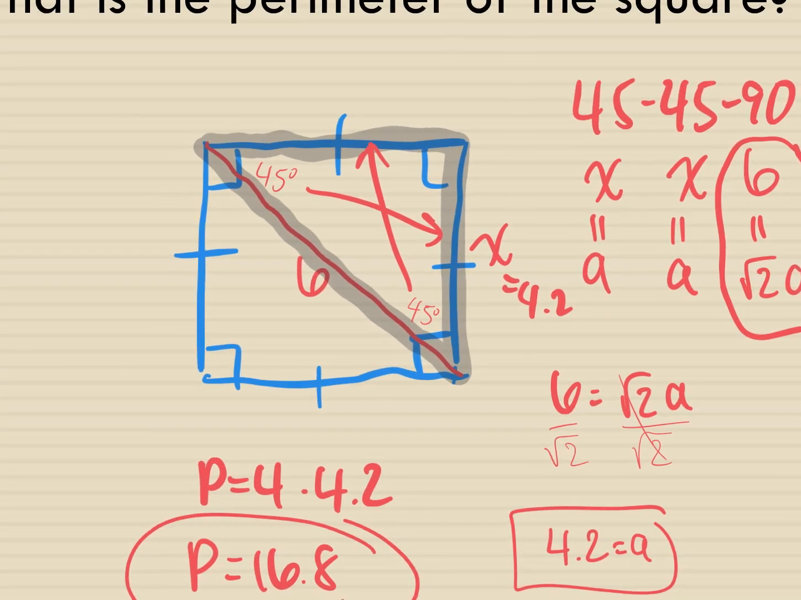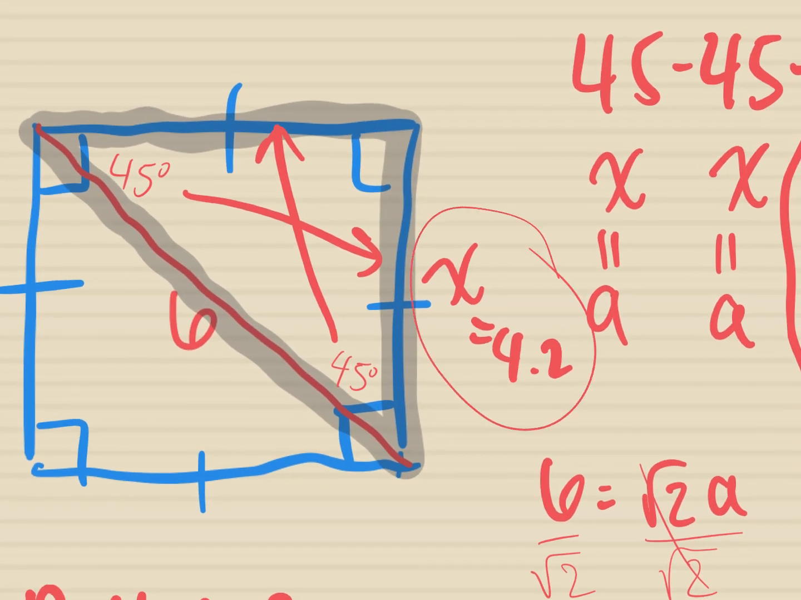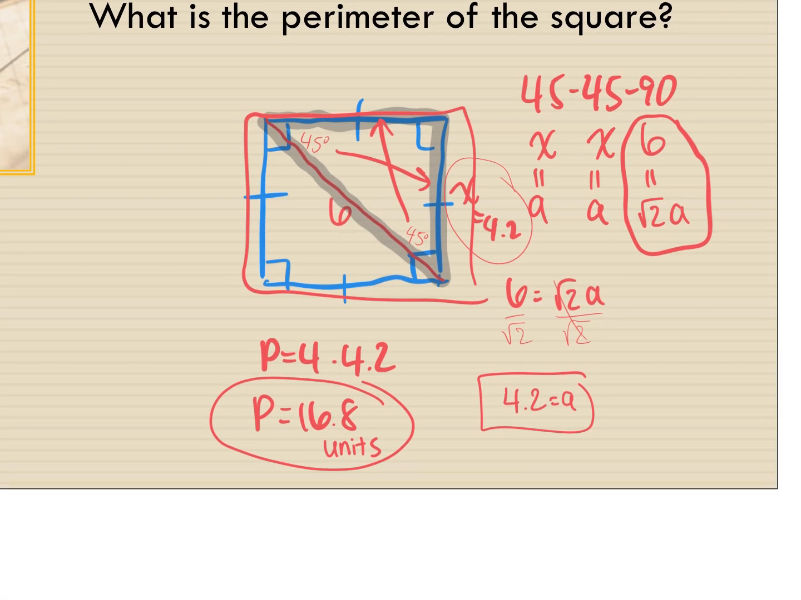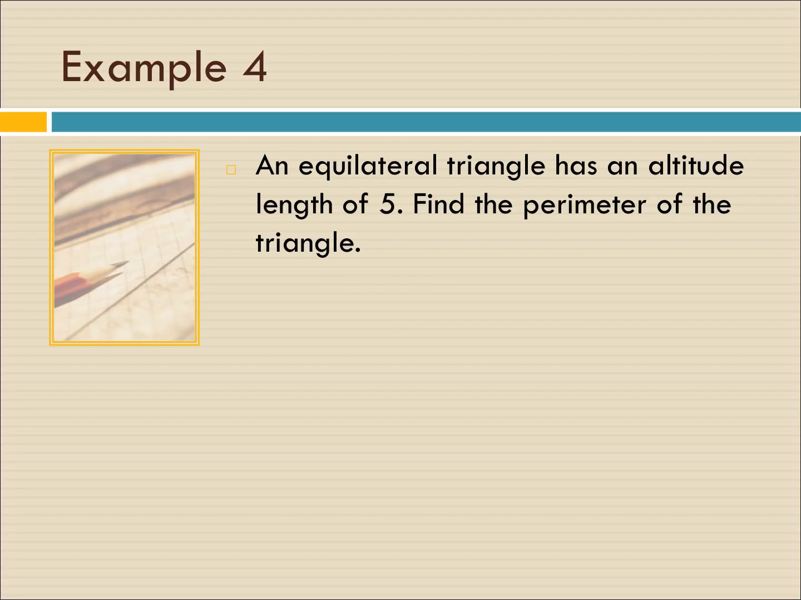So once I found A, Amanda, I just found the length of one of the sides, right? And do you agree that perimeter would be the distance around the entire square? So how many sides are there? Each of the sides is 4.2, correct? So we just take 4.2, we multiply it by 4 to account for all 4 of the sides. Okay? Yeah. All right, let's do another one.